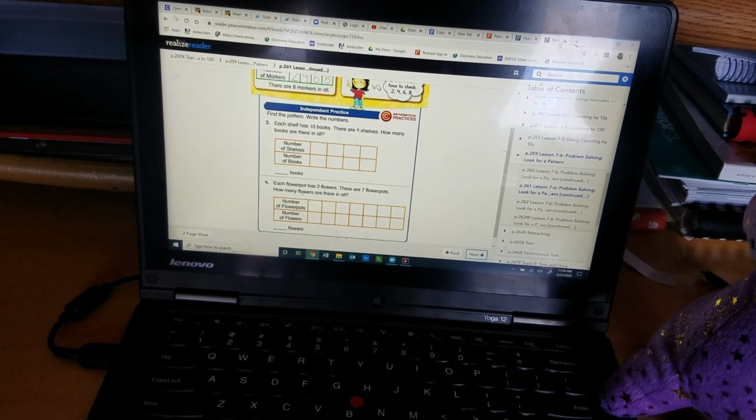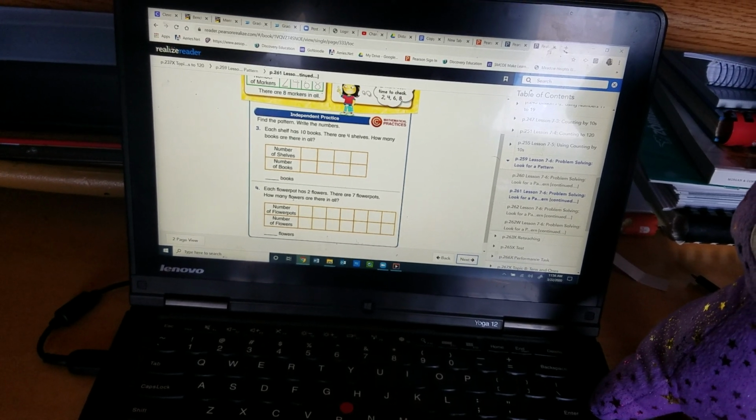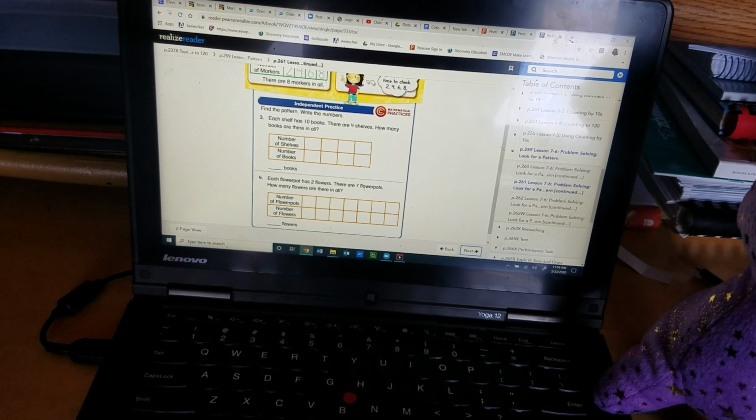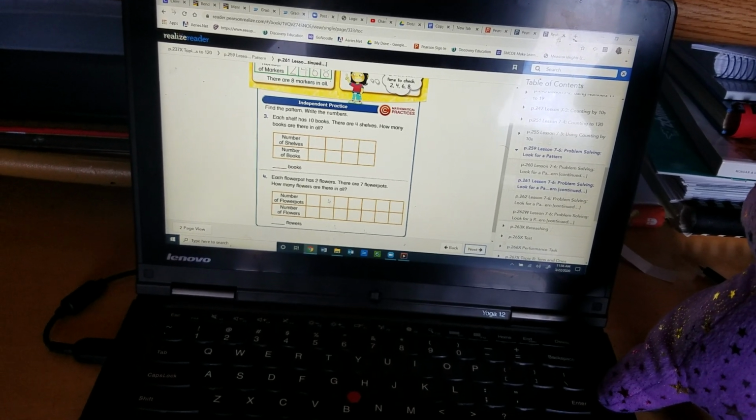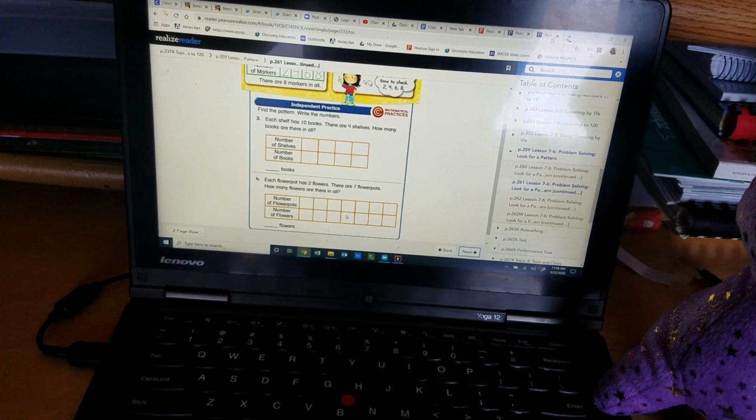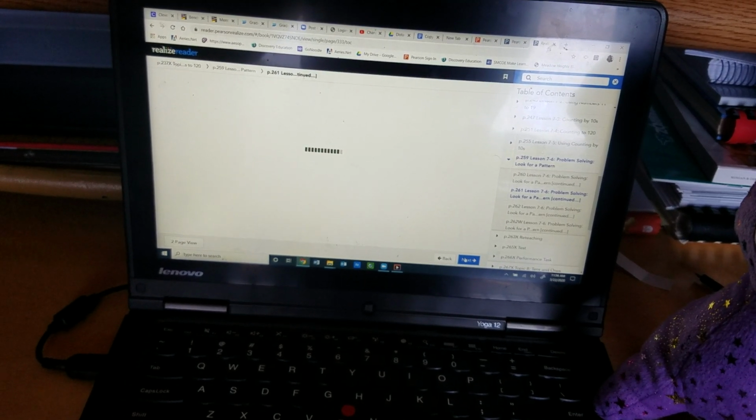Let's go to number 4. Each flower pot has 2 flowers. There are 7 flower pots. How many flowers are there in all? Now, I'm not going to give you any hints on this one. I want you to try this one on your own. Let's go to the back side.